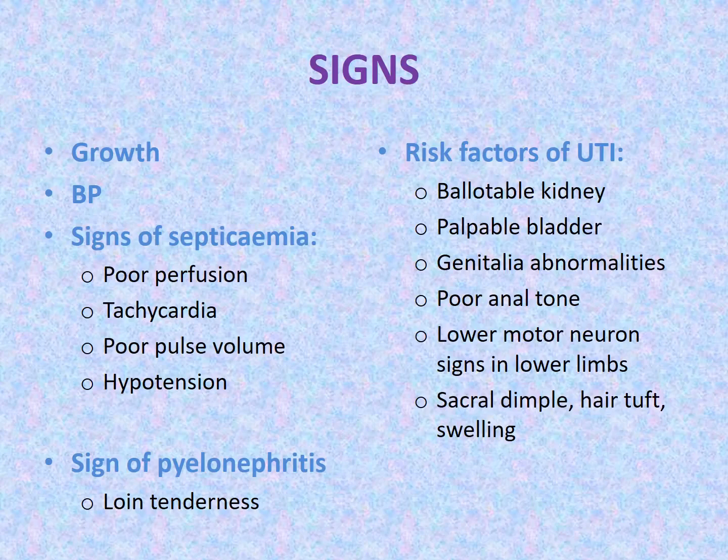We also need to look for signs indicative of the presence of risk factors which predispose the child to have urinary tract infection. These include palpable kidney due to hydronephrosis, palpable bladder due to urinary retention in the case of posterior urethral valve or neurogenic bladder, genitalia abnormalities which may be associated with urinary tract anomalies, poor anal tone and lower motor neuron signs in lower limbs as in spina bifida, sacral dimple, hair tuft, or swelling over the lower spine which may indicate presence of spina bifida occulta.